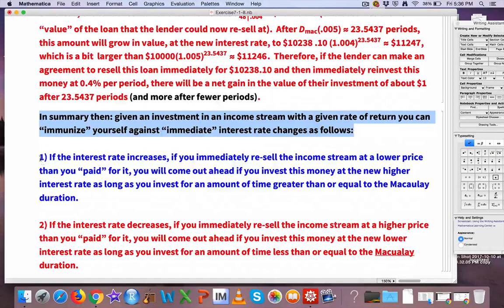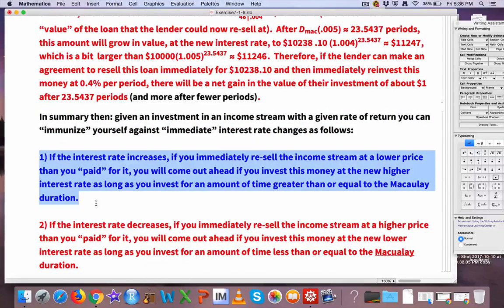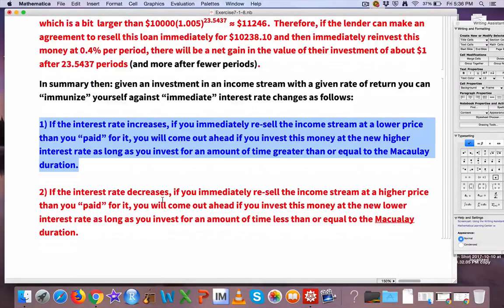As follows. If the interest rate increases, you can immediately resell the income stream at a lower price than you paid for it, and you'll come out ahead if you invest this money at the new higher interest rate, as long as you invest it long enough, even though you took an initial loss. Invest it for an amount of time greater than or equal to the Macaulay duration, and maybe even a little less, since you've got some cushion there. But for sure, Macaulay duration or longer, you'll come out ahead.